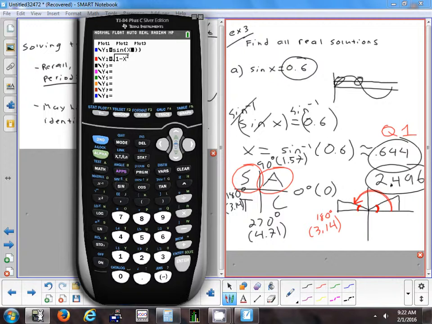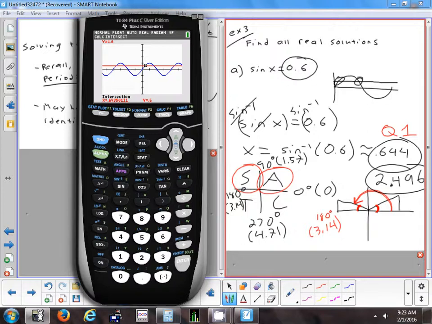All right, so let's graph sine of x. Let's graph 0.6. And remember, I'm finding the two answers that are in these quadrants. So you can ignore everything else on the screen. Let's just find these two. Second calc, intersect. So it says the first answer is 0.644. That's the one that we got just by doing inverse sine.